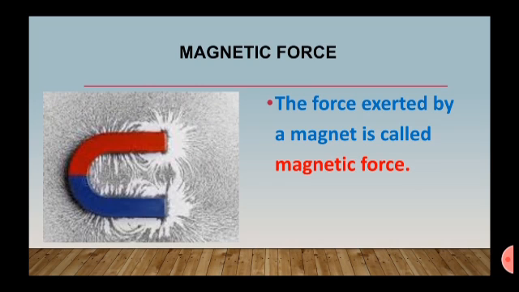What do you mean by magnetic force? The force exerted by a magnet is called magnetic force. Place a magnet on a table. Take a big iron nail toward the magnet. It sticks to the magnet. Now hold the magnet upright in the air, away from the nail. What happens? Force is exerted by a magnet.